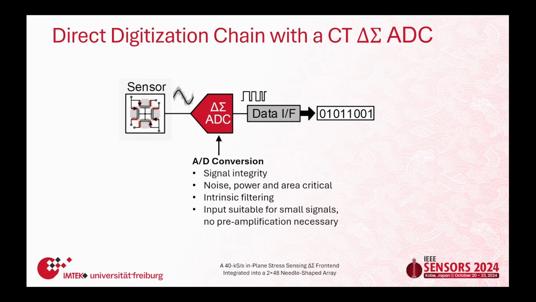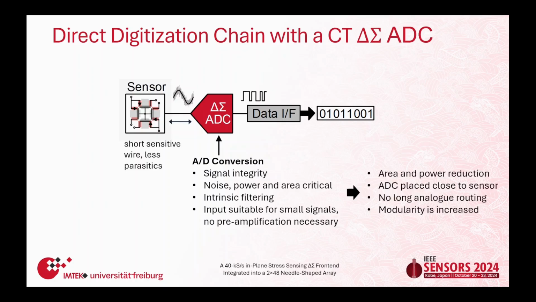We keep the sensor itself, but replace all the other components by means of a continuous time delta sigma ADC. Things we have to consider are, first of all, signal integrity, and also noise, power, and area, but this time it's all concentrated in one building block. Some benefits that come with that implementation are intrinsic filtering, and we don't need any preamplification because the ADC is designed for small input signals. We can reduce the area and power, and thereby place the ADC closer to the sensor itself. We don't have any long analog routing, therefore less capacitance, and we're actually faster.